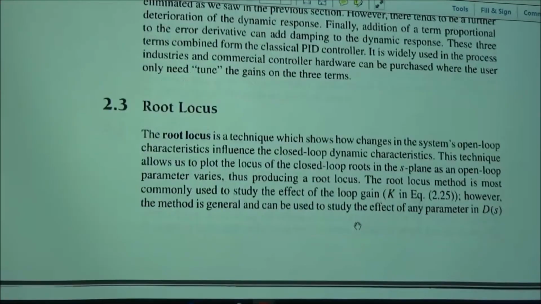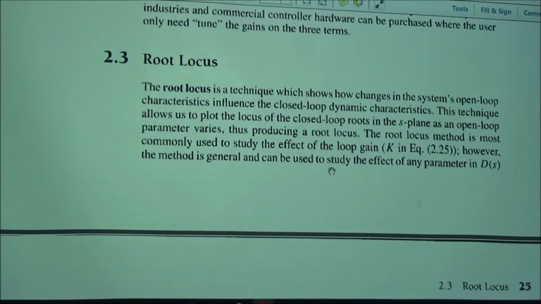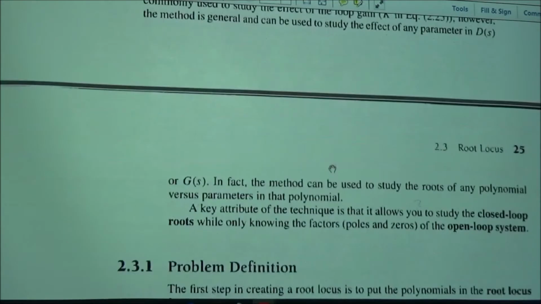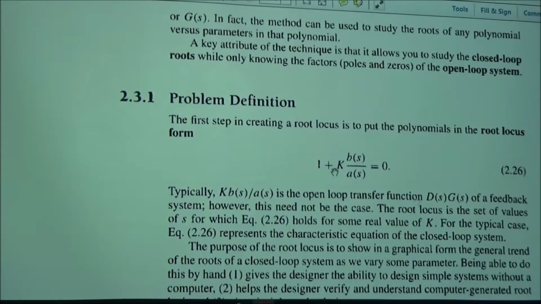Root locus you are already familiar with, and you have basically the parameterized location of the closed loop pole for the gain of the system changed from 0 to infinity.